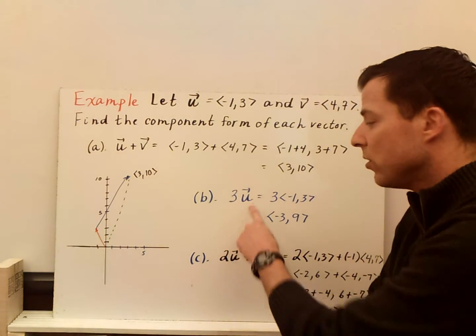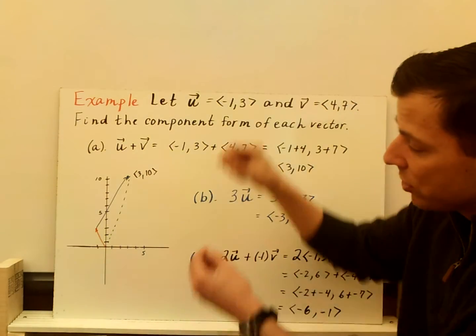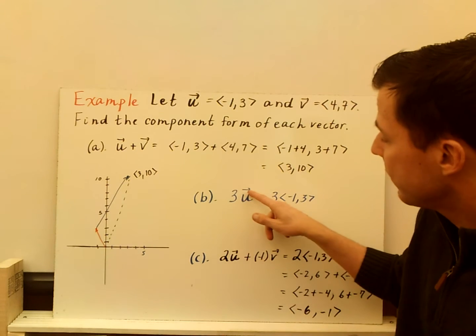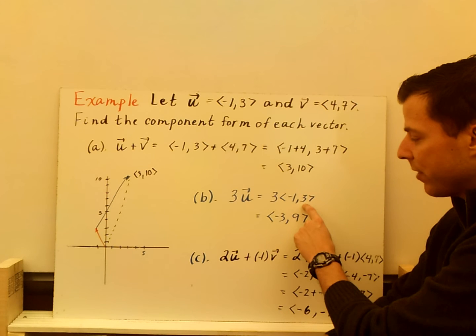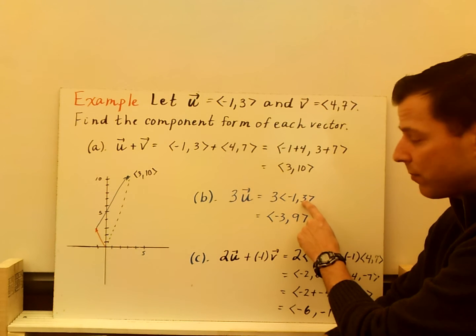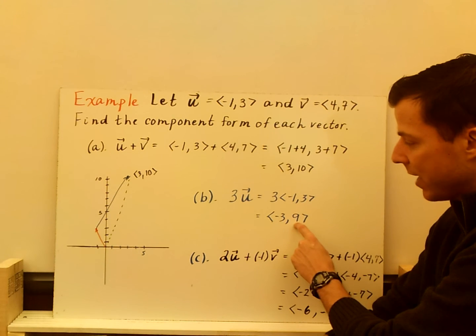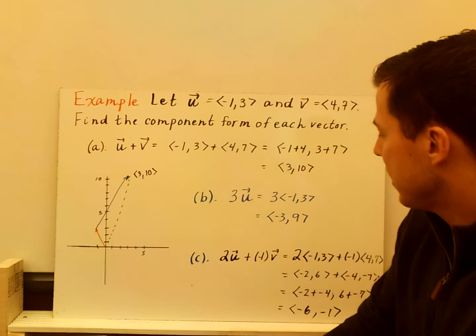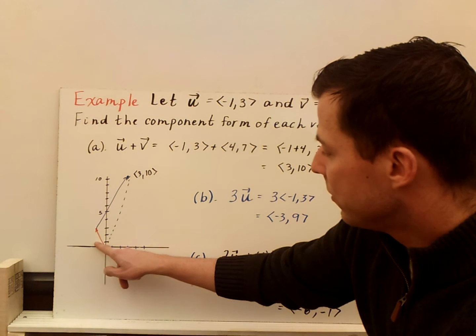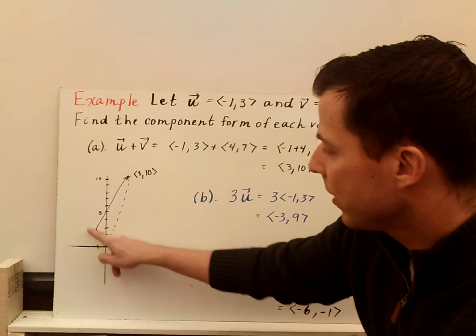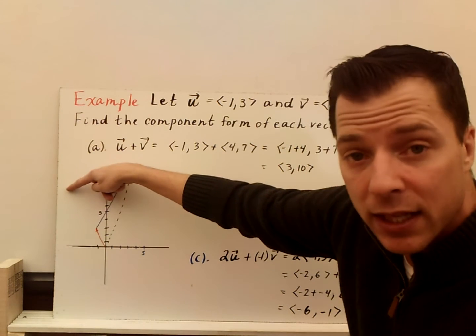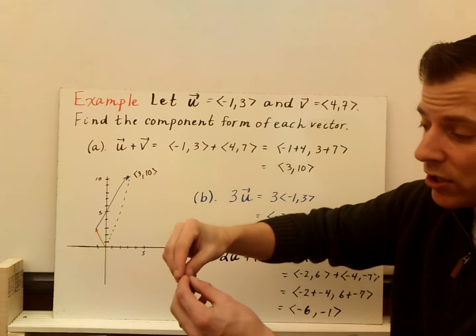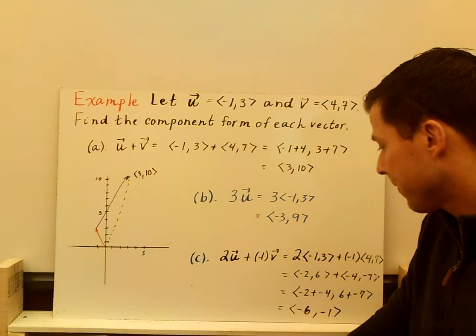B is 3u, so that means we're going to take a vector and triple it, okay? So 3 times vector u equals 3 times -1, comma 3. So each one of these components gets multiplied by 3, so I get -3 and 9, okay? So that would take this arrow, and it would extend out to -3, 9, which is right about here. So that would extend the length of that vector. That's what the scalar does. It just stretches the vector, makes it longer.